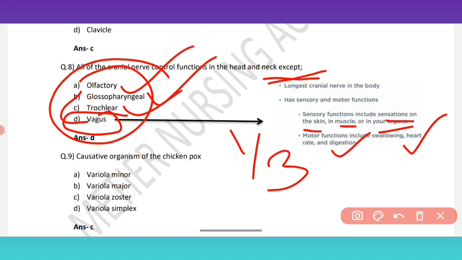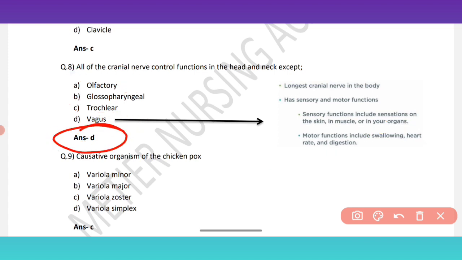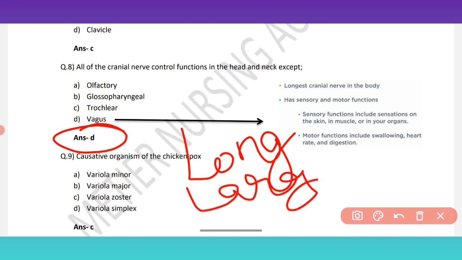So here we selected option D, vagus nerve, as the right answer. And one more important golden point is, vagus nerve is the longest cranial nerve. Longest is different from largest. Long is vagus nerve. Large is trigeminal nerve, which is supplying the forehead, maxillary region, mandible region, all over the head, both the sides, right side and left side.